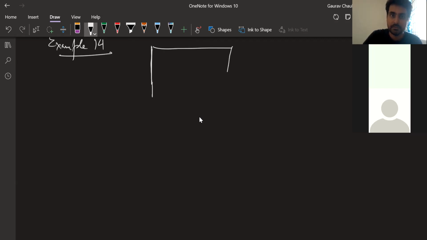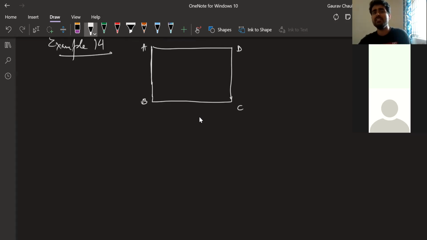Let me draw this. So this is a rectangle ABCD. Diagram is given. And O is any point inside. That's all it's given. O is any point, anywhere that point can be. It can be here, it can be here, anywhere you want, put that point. I'm going to put that point here. O is any point in the rectangle ABCD, inside the rectangle. So we have to draw it in the interior, not on the boundary, not outside.